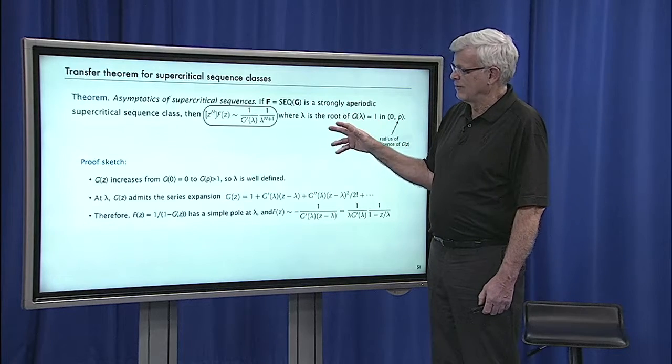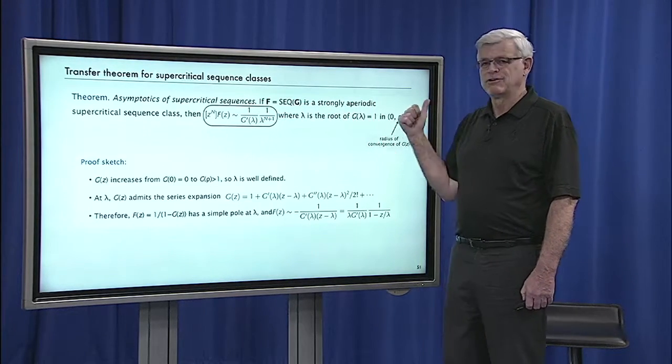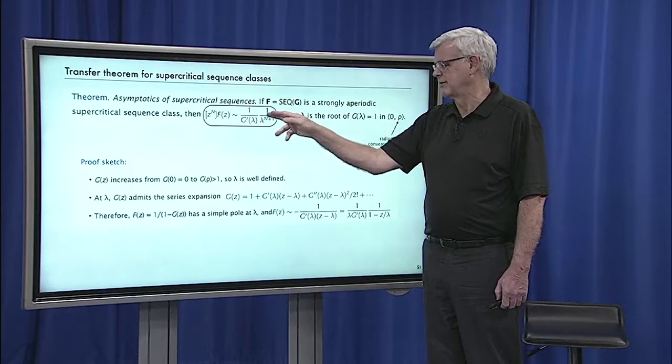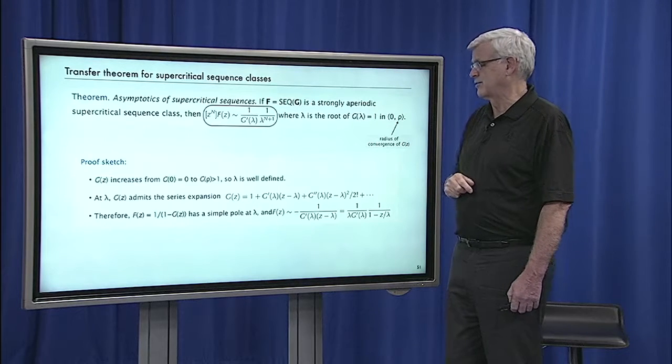But really, what most people are going to remember from this slide is this idea that all I have to do is find lambda and evaluate G prime at lambda, and I've got the coefficient asymptotics.